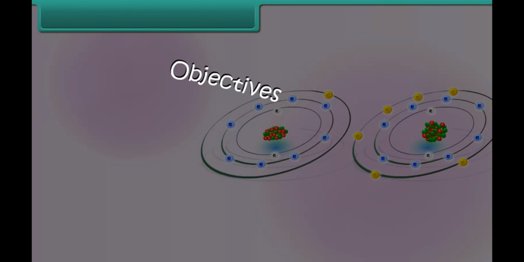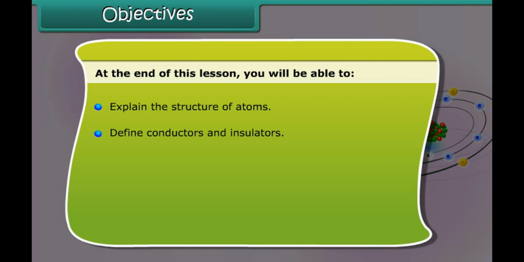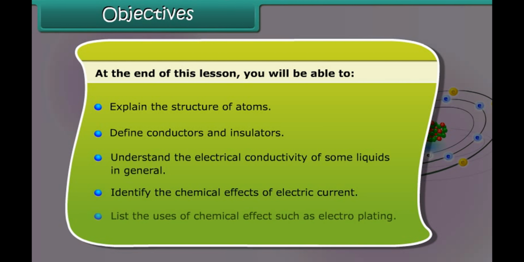Objectives. At the end of this lesson, you'll be able to explain the structure of atoms, define conductors and insulators, understand the electrical conductivity of some liquids in general, identify the chemical effects of electric current, list the uses of chemical effect such as electroplating.